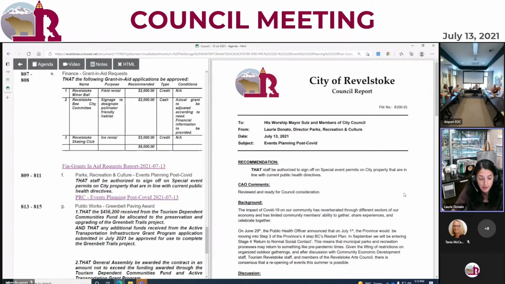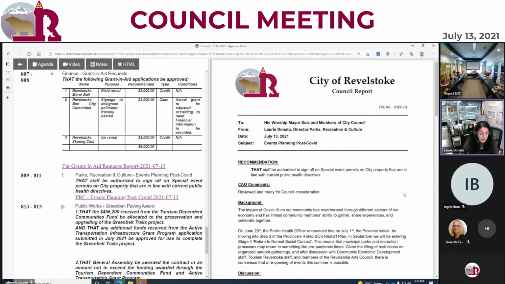inquiries from event organizers on the city's stance with respect to hosting events on municipal-owned property. So given the recent changes to the public health order on gathering and events, in particular, the lifting of restrictions on organized outdoor gatherings, a lot of the normal processes that we've been going through and events that we've had planned in the past can return to something like pre-pandemic conditions.